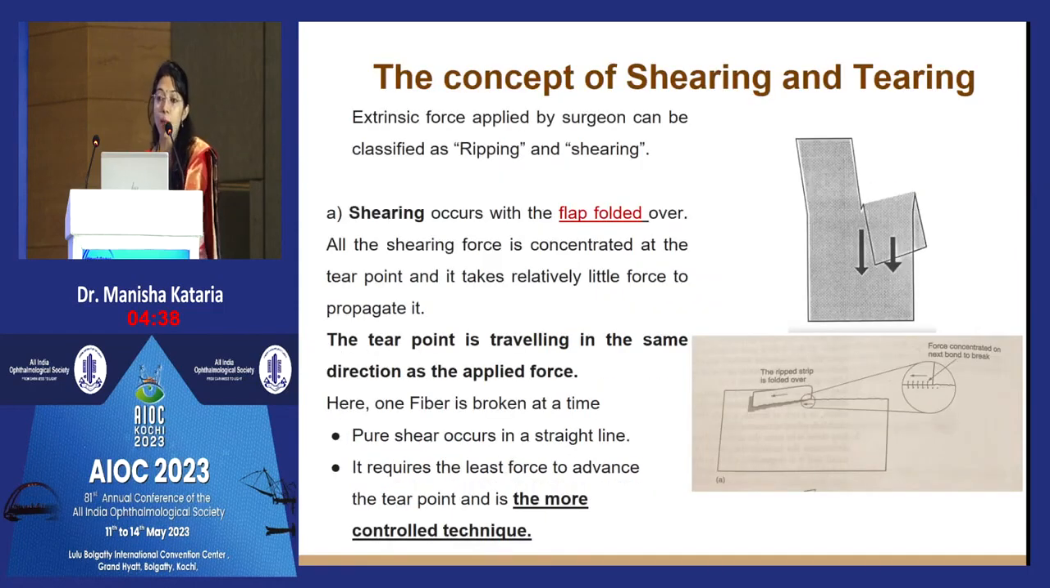So now the concept of shearing and tearing. Shearing occurs with the flap folded. As we see from this diagram, if the paper is folded and the tear point is traveling in the same direction as the applied force, one fiber is broken at a time, so it requires the least force to advance the tear point and it's a more controlled technique.